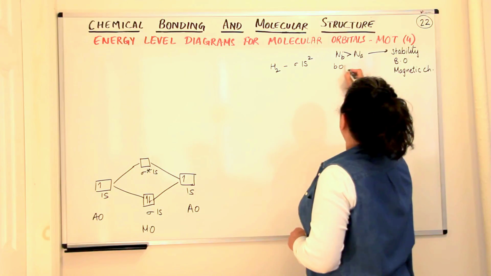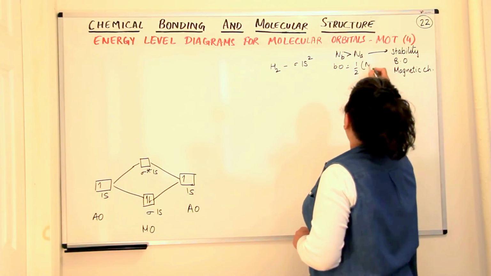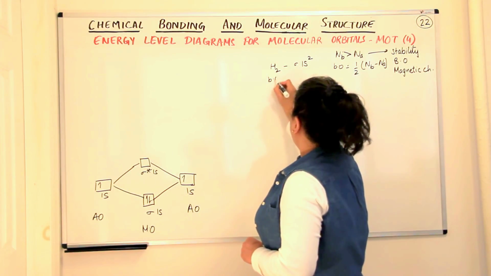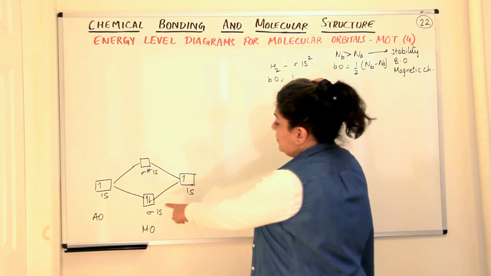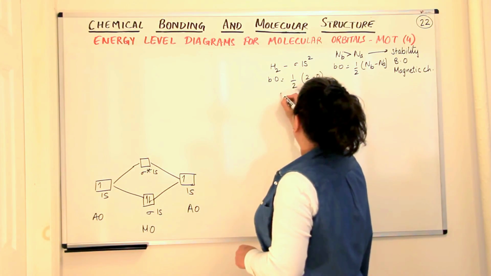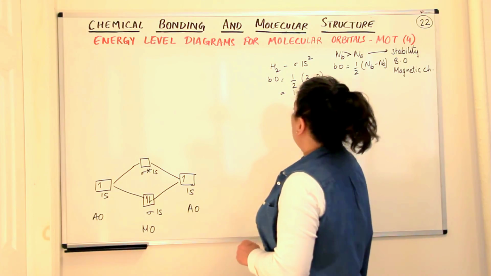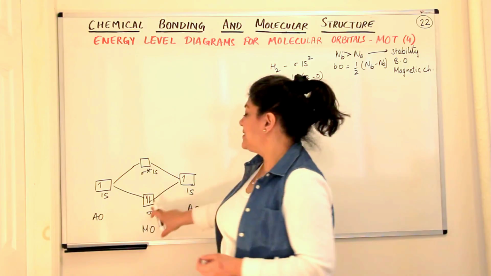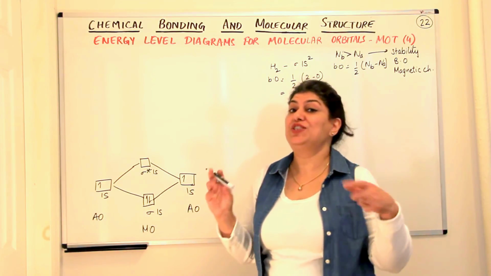Bond order is equal to half of Nb minus Na. So for hydrogen, bond order would be half of Nb, the number of electrons in bonding, which is 2, minus 0, which is equal to half of 2, that is 1. It has a bond order of 1, which means that there is a single covalent bond between these 2 hydrogen atoms.